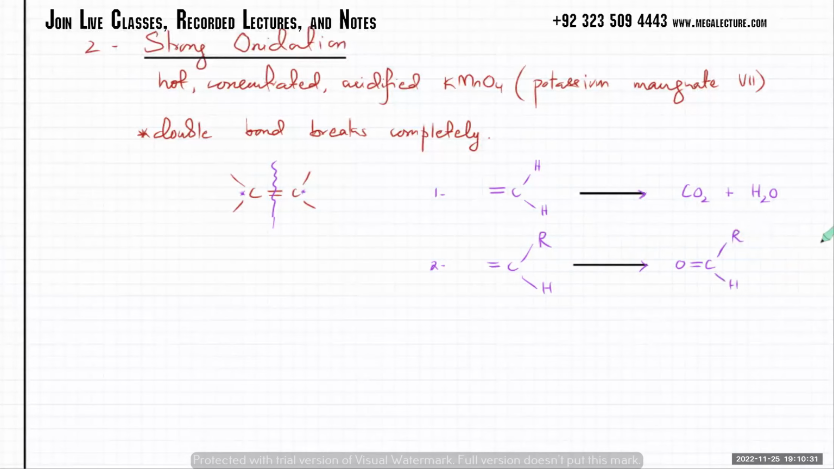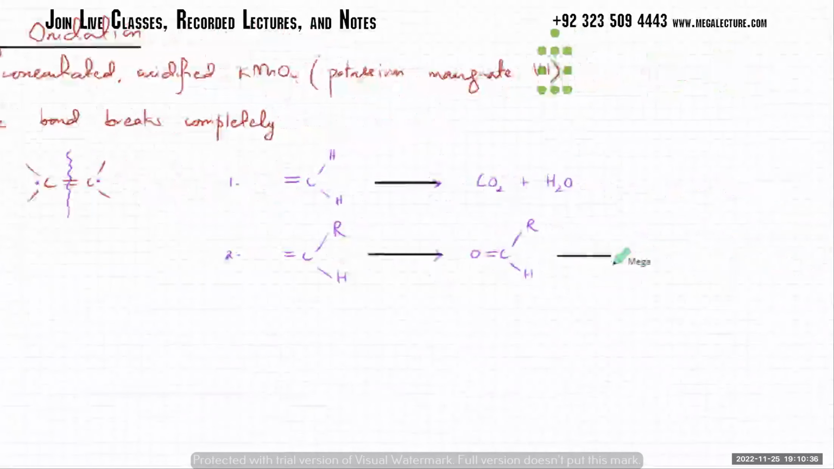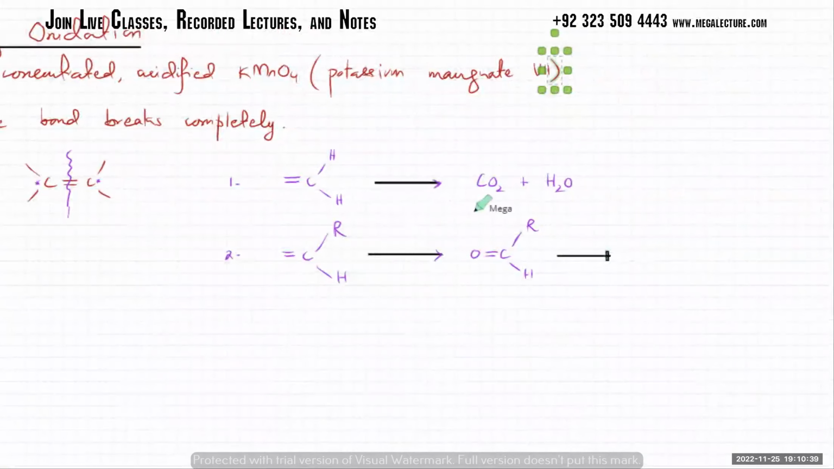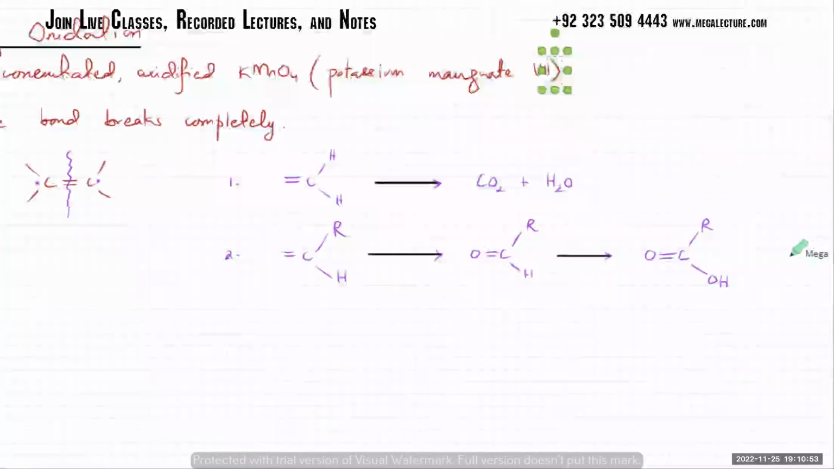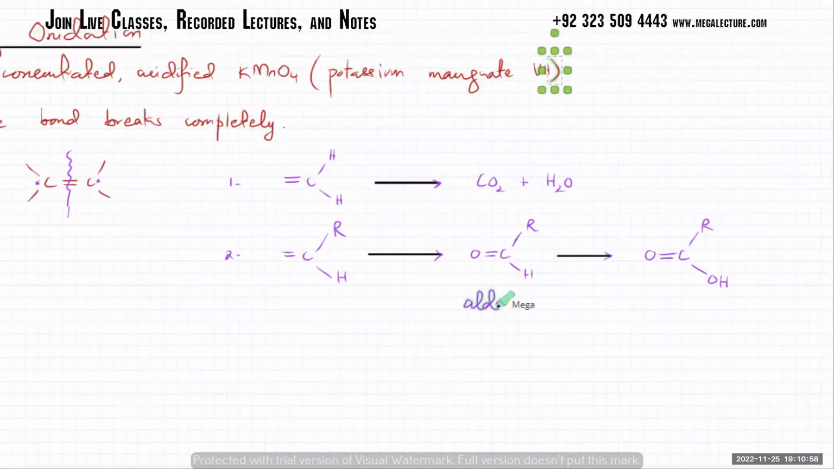And then it will further get oxidized to a carboxylic acid. So here, it's going to turn into a double bond O, OH, and there is an R. Okay, so it turns into an aldehyde and then a carboxylic acid.